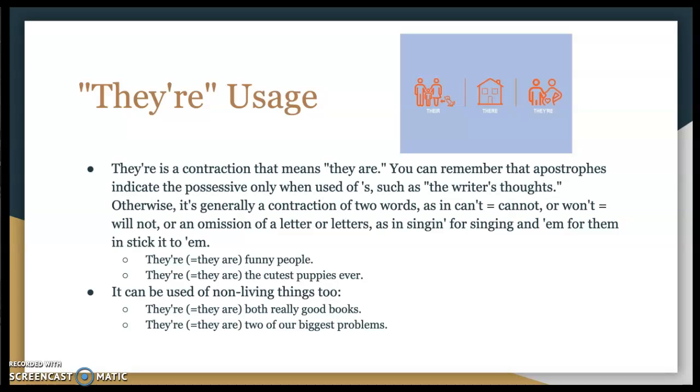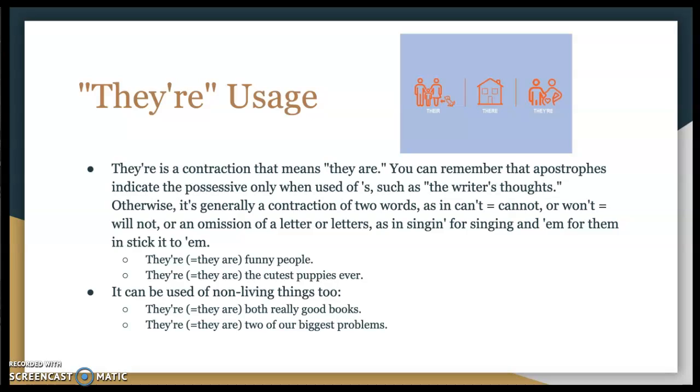Next would be they're, T-H-E-Y-'-R-E. They're is a contraction that means they are. You can remember that apostrophes indicate the possessive only when used with apostrophe S, such as the writer's thoughts. Otherwise, it's generally a contraction of two words, as in can't equals cannot, or won't equals will not, or an omission of a letter or letters, as in singin' for singing, and 'em for them, and stick it to 'em.